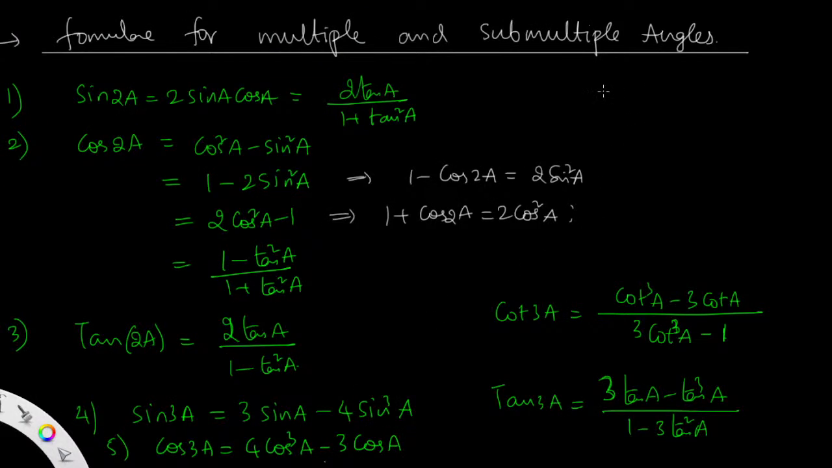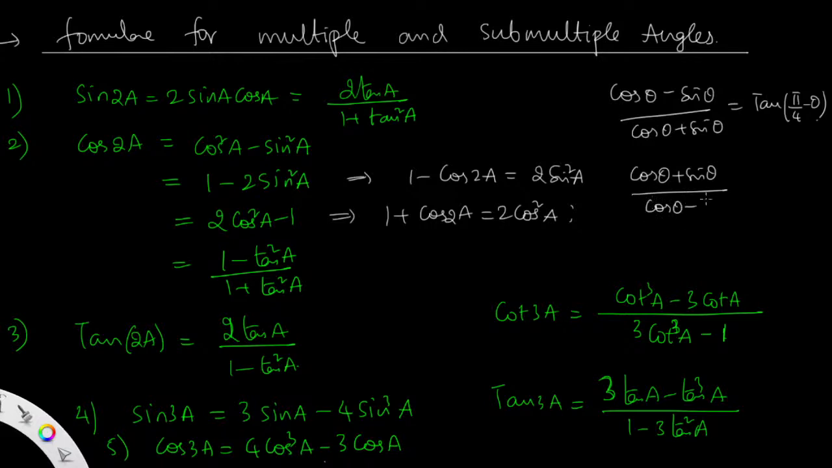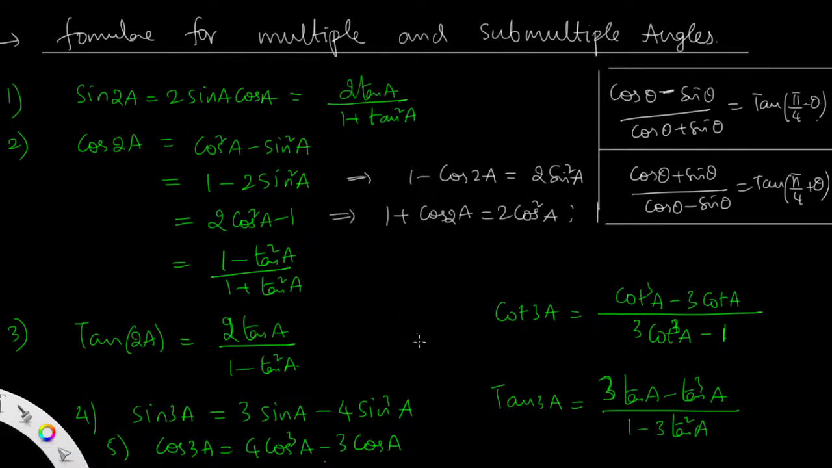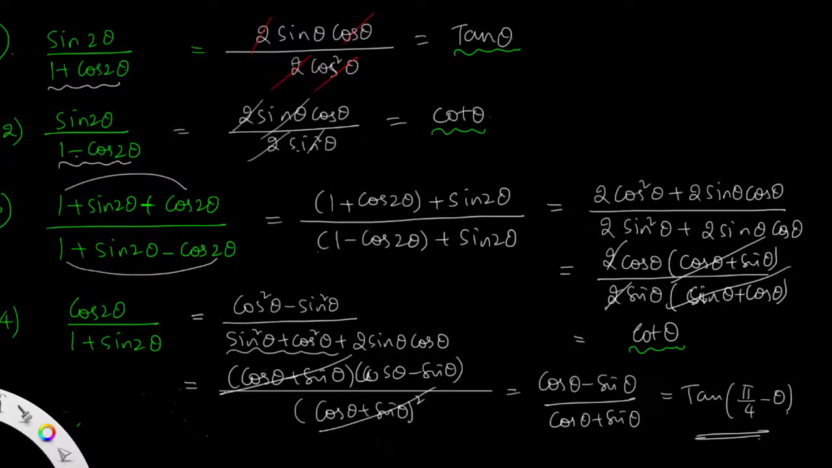So that is cos theta minus sin theta by cos theta plus sin theta, which is equal to, in terms of tan, tan of pi by 4 minus theta. And then similarly cos theta plus sin theta by cos theta minus sin theta is equal to tan of pi by 4 plus theta. In both formulas, just the minus sign is there; you can write minus here. If it is positive here, then you write tan of pi by 4 plus theta. Okay. Same thing, the fifth question remains.